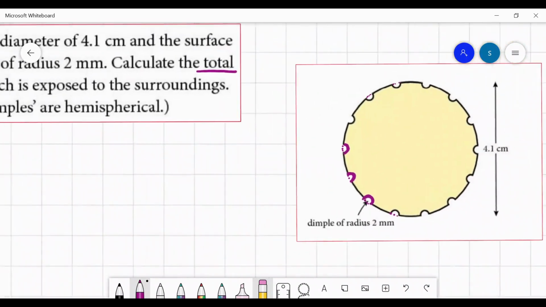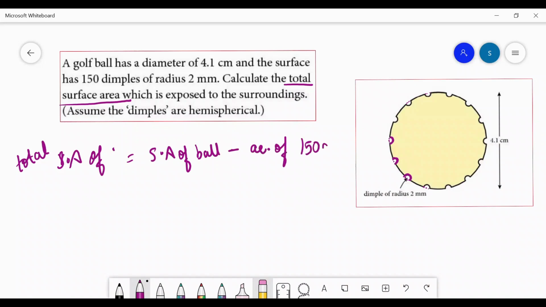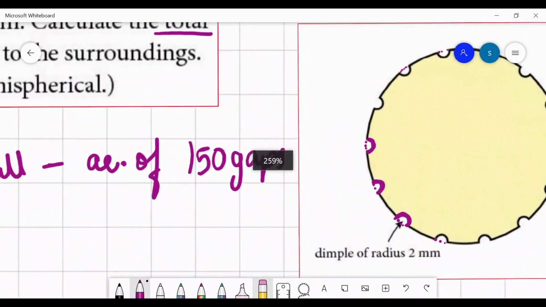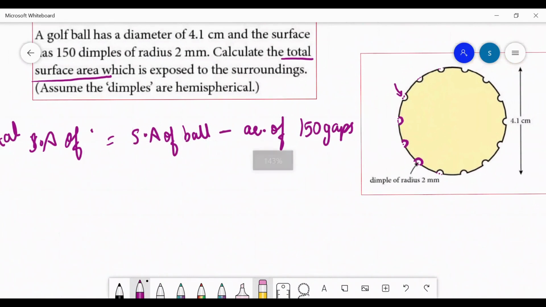So let's try to solve this sum by coming up with an equation first. So we have surface area, this is the total surface area, is equal to surface area of ball, which is the total surface area of the sphere, minus area of 150 gaps. By gaps, I mean these little spaces where there was supposed to be material, but there isn't because of the dimples, and plus 150 hemispheres.